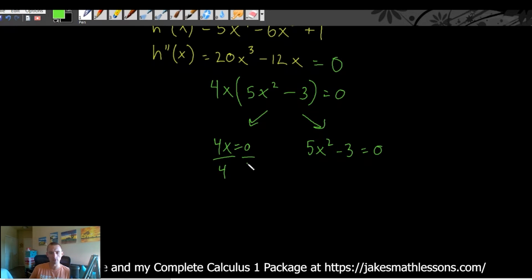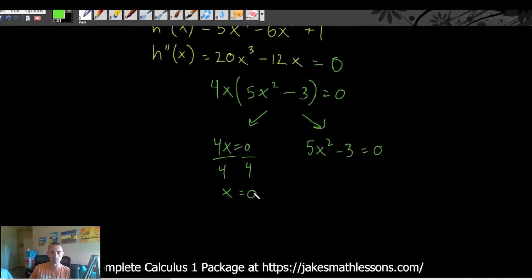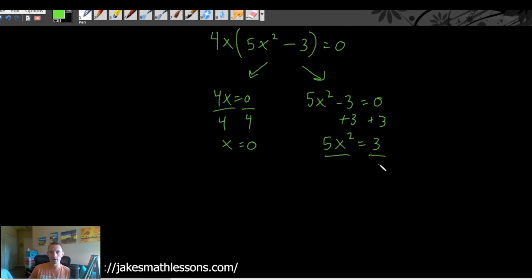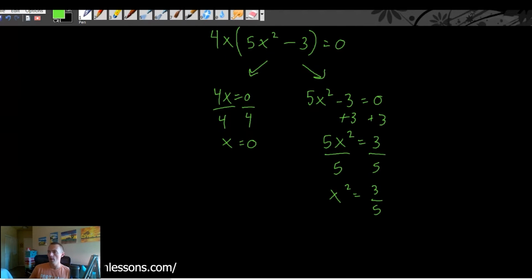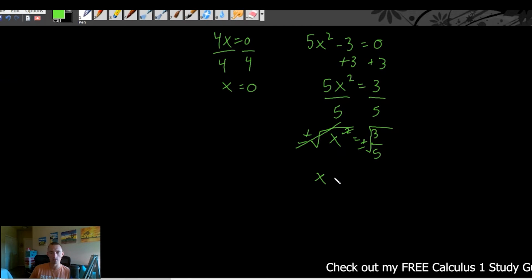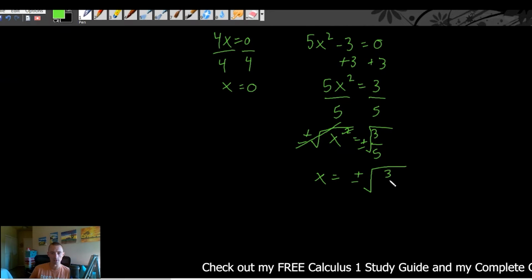In this case, we can divide both sides by 4, just giving us x equals 0. Over here, we can add 3 to both sides. Then we can divide both sides by 5. And then we can take the positive and negative square root of both sides. You do want to be careful with that. You do need to take the positive and negative square root whenever you have x squared equals something. The square root will cancel with the square root over here, but you always need to take the plus and minus square root of whatever you had on the other side of your equation.